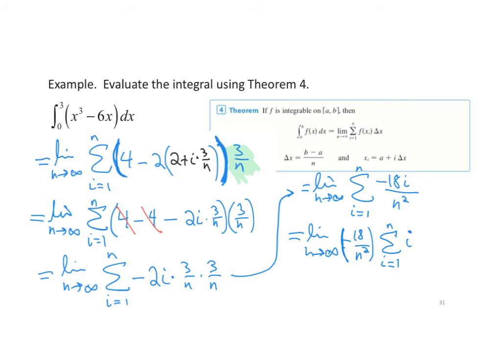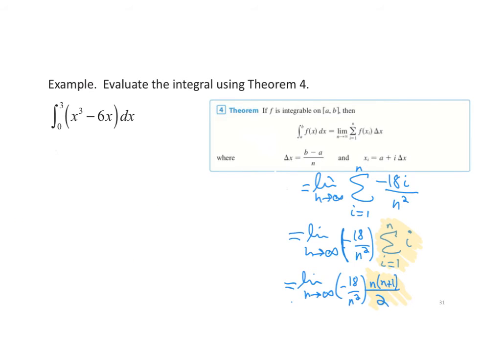Okay. So hopefully you looked that up and or remembered it. This sum, according to Theorem 3, is going to be equal to n times n plus 1 over 2. All right, so we're getting there. Okay, I needed some room, so I erased what I had so far.